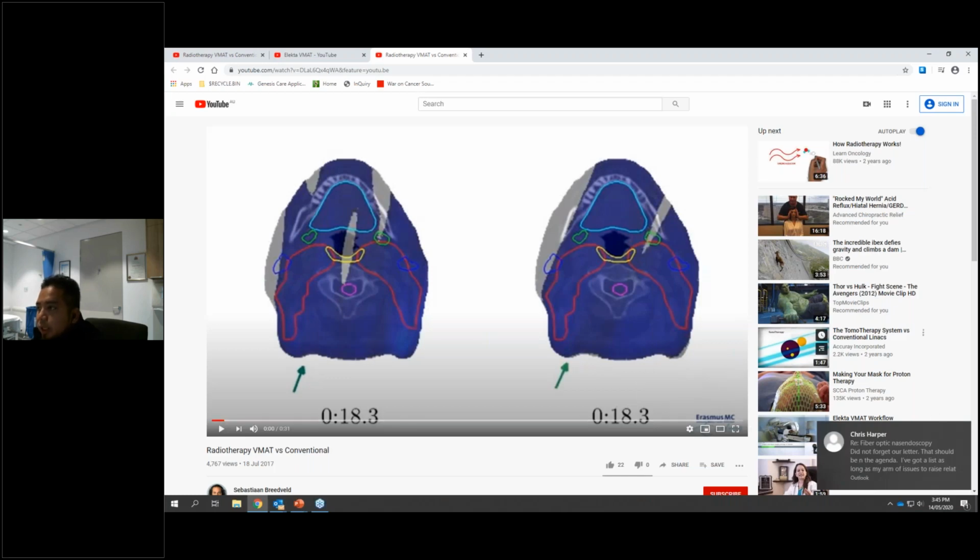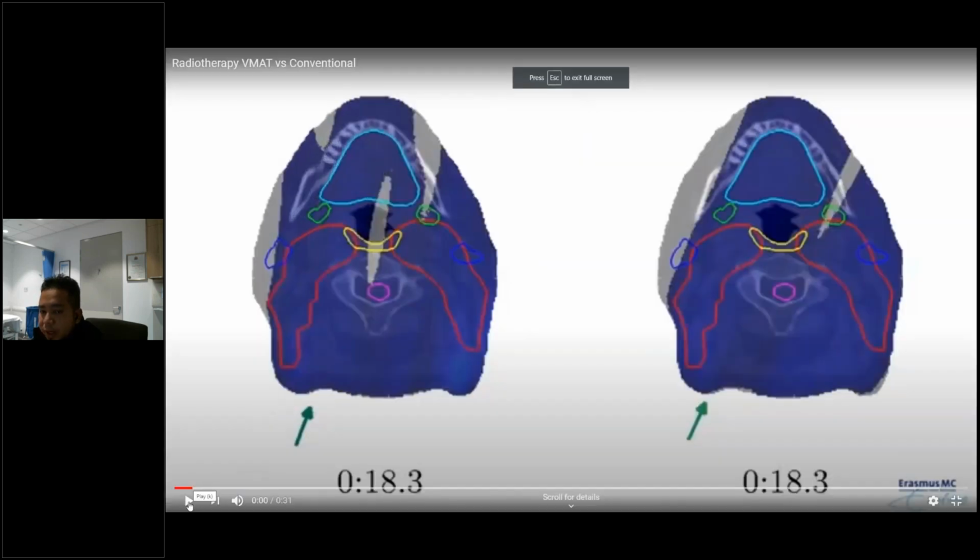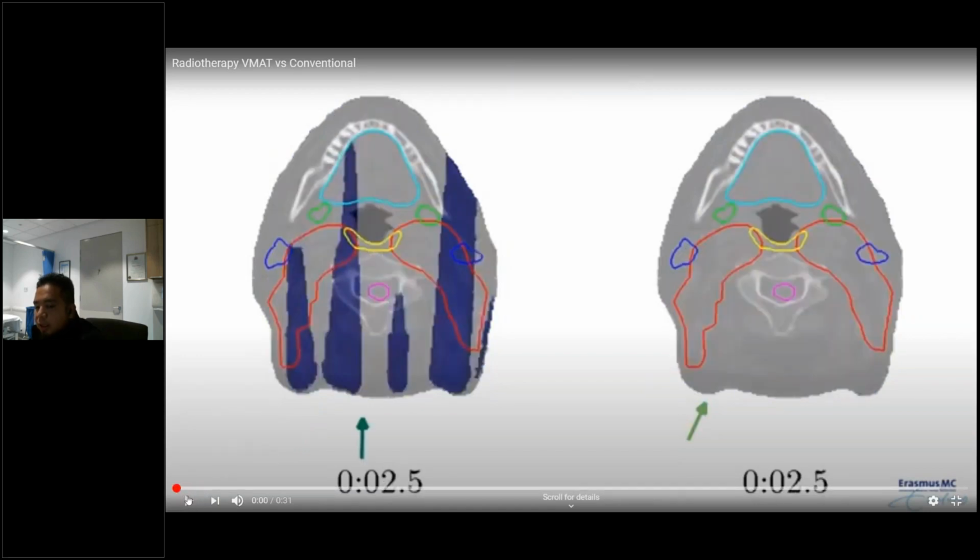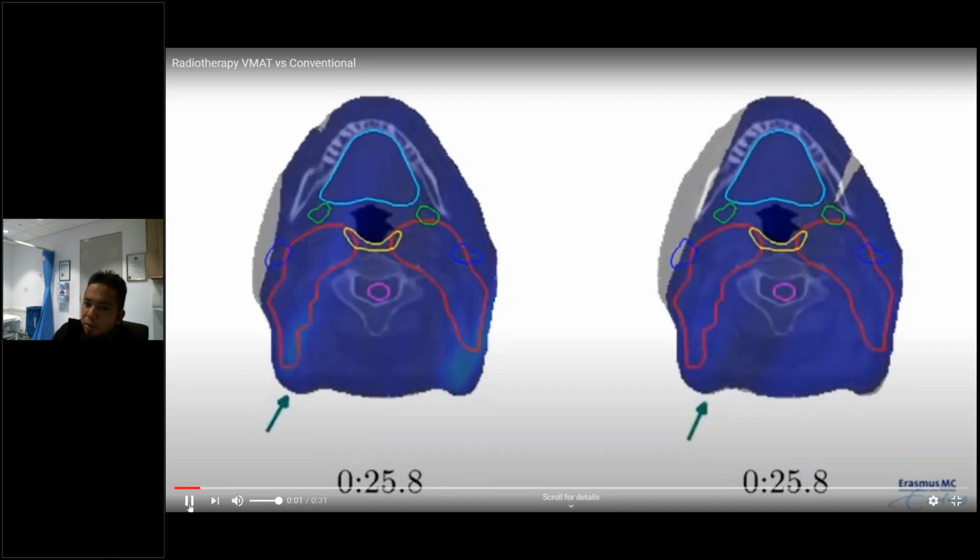Yeah. So this is a YouTube video, obviously. I just want to show you what VMAT is all about versus the conventional radiation. And at the bottom, you can see the times taken to deliver the treatment. All right, so I'm just going to play the video. It lasts about 30 seconds. I don't think we have any music to go with this, so just bear with me. I'm just going to talk you through.